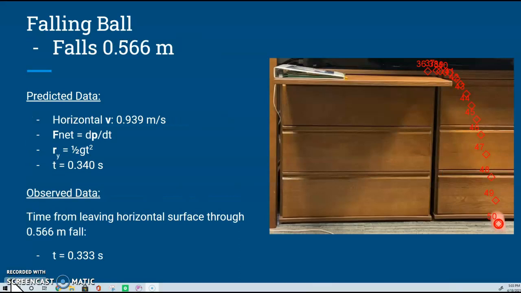I then wanted to find the observed and predicted data as the ball fell from the horizontal surface. For this part, I used the momentum principle to find the time the ball fell. Using F_net equals dp/dt, which can be manipulated to y equals 1/2 g t squared, I calculated that the ball would fall for 0.340 seconds over the 0.566 meters it fell. For note, 0.566 meters is the distance the ball fell in Tracker. In Tracker, I found the time from leaving the horizontal surface through the 0.566 meters was 0.33 seconds. This is very close to the predicted data.